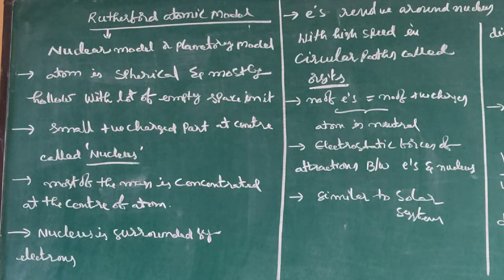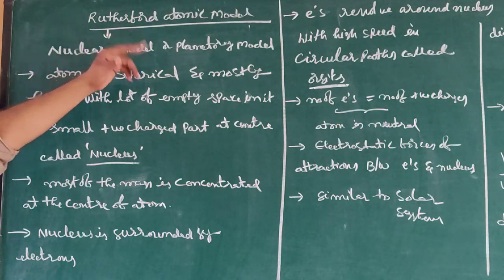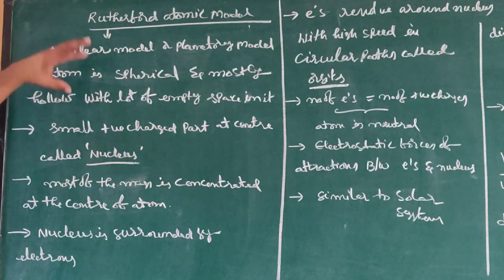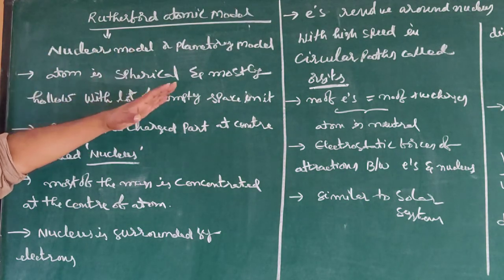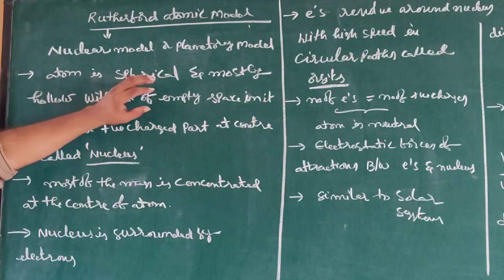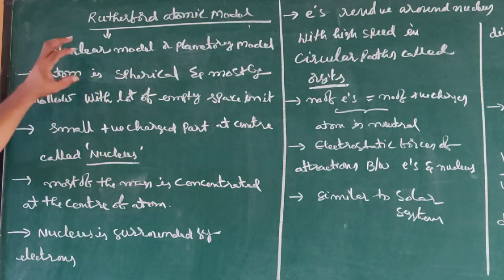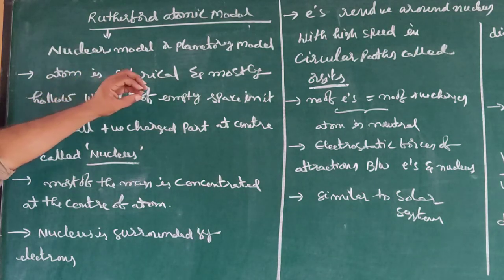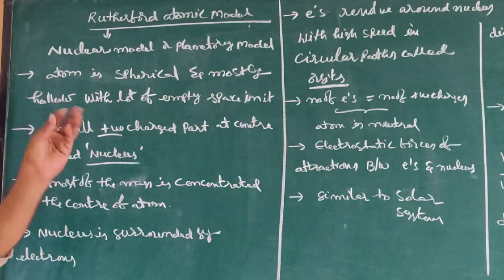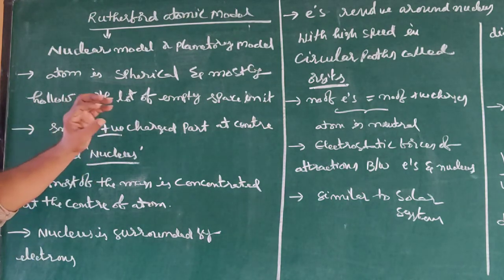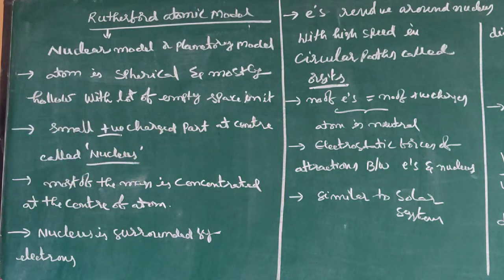Next, this Rutherford atomic model is otherwise called a nuclear model or planetary model. According to Rutherford, the atom is spherical in shape and mostly hollow with a lot of empty space. A small part of the positive charge is concentrated at the center of the atom, which is called the nucleus.